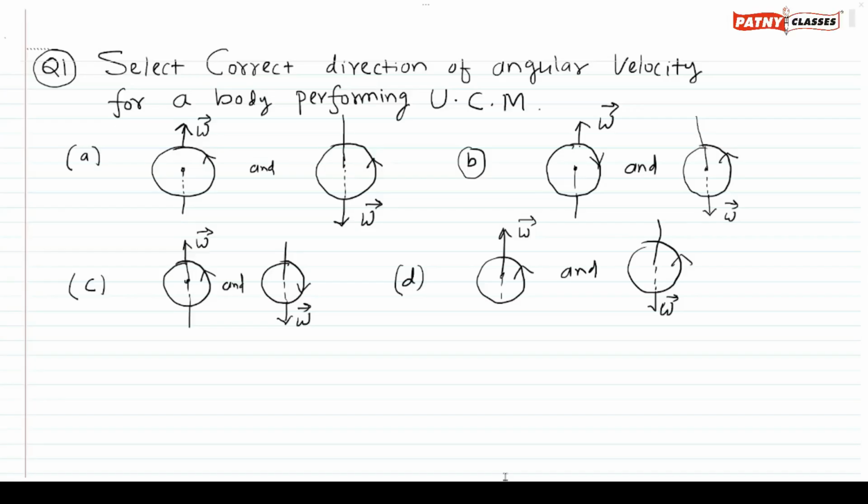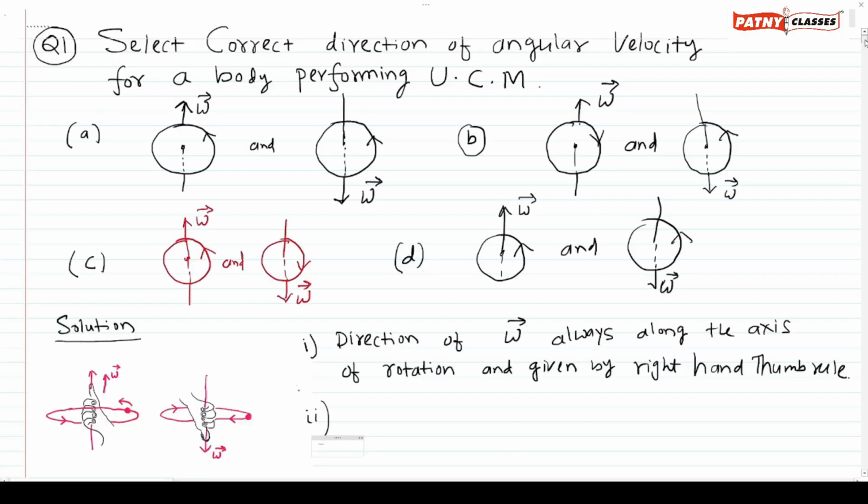Question number 1. Select the correct direction of angular velocity for a body performing uniform circular motion. There are 4 options given. We have to select the one correct figure showing the correct direction of uniform circular motion and direction of angular velocity. Let us discuss the solution. Option C is correct.